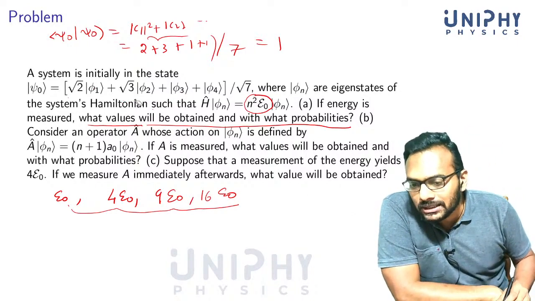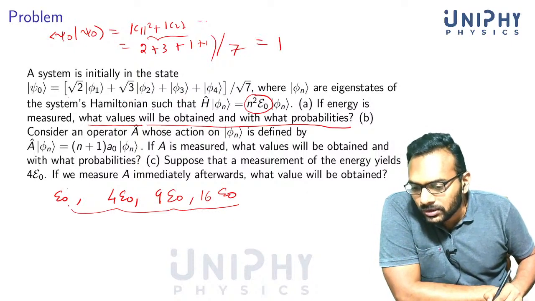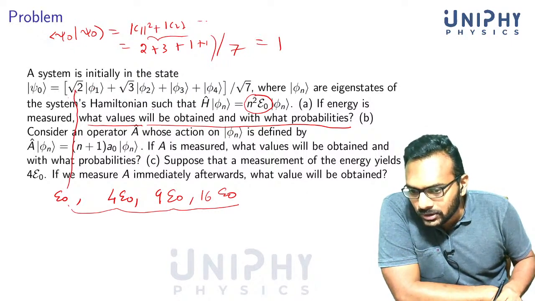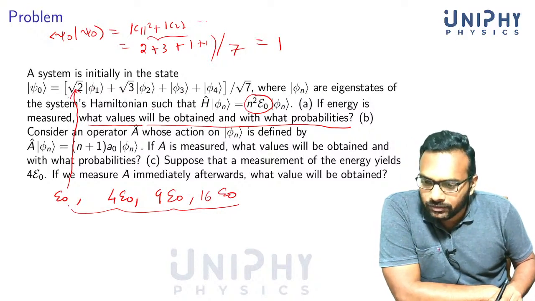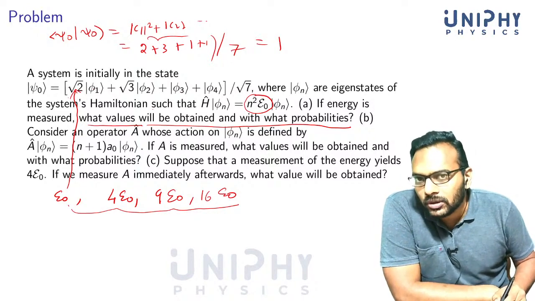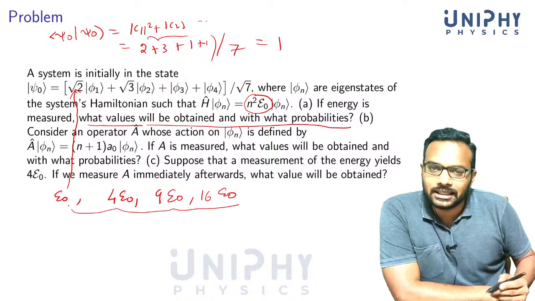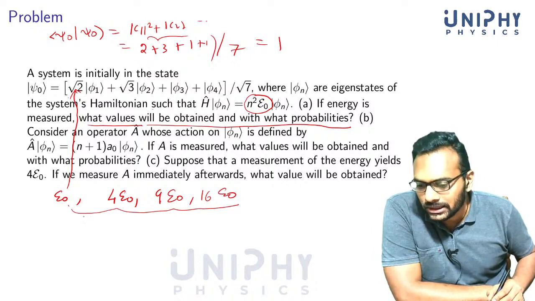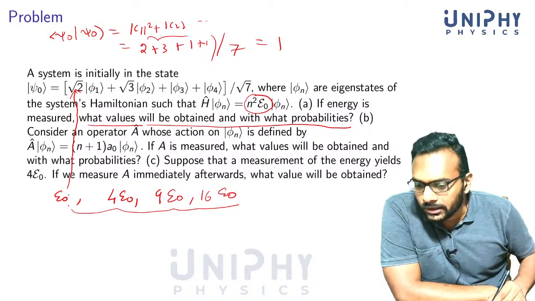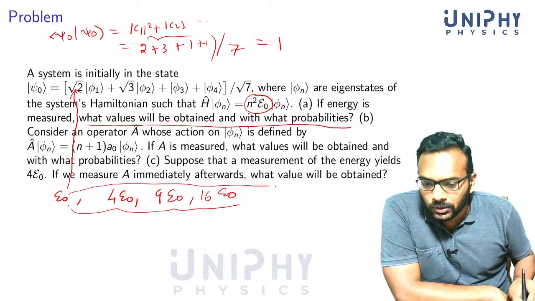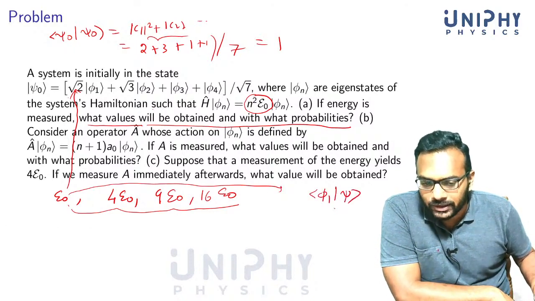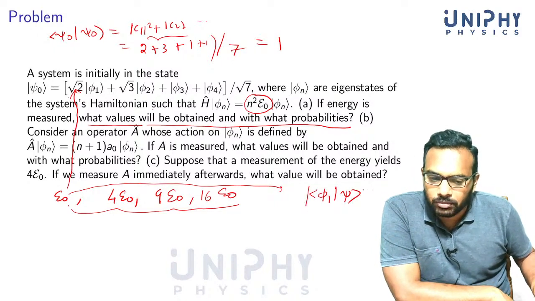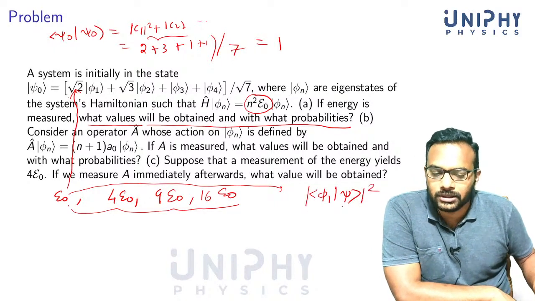What are the probabilities? What's the probability of getting energy epsilon 0? You take the expansion coefficient of the corresponding eigenvector and take the modulus square of it. That would be the probability. That's our postulate. Or you could alternatively find it by looking at epsilon 0. What's the eigenvector corresponding to it? It is phi 1. You project the given vector onto this phi 1 and take the modulus square. That would give you the probability.